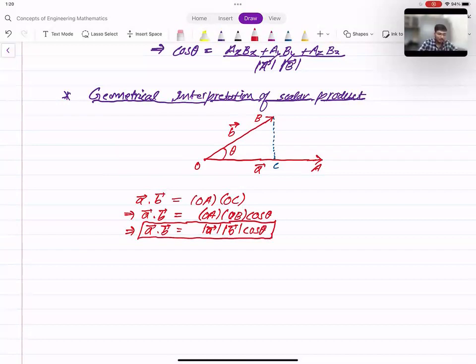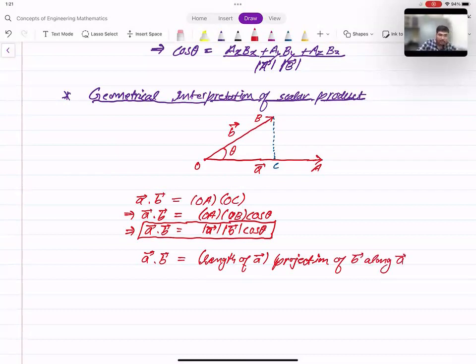So this dot product is nothing but the length of vector A multiplied by the projection of vector B along vector A. In this way, the geometrical significance is shown here.